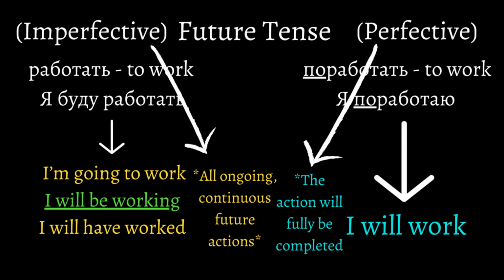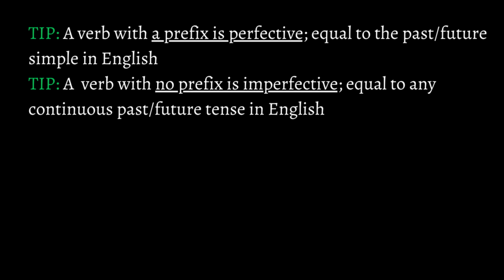And the same idea applies to any verb that there is in Russian. But to fully understand verbs, we need to cover the past and future grammar. This concept is for the next videos. Nonetheless, the simplest way to understand the perfective and imperfective in Russian is to remember that a verb with a prefix is perfective and is equal to the past or future simple in English. If a verb has no prefix, it's imperfective, which is equal to any continuous past or future tense in English.